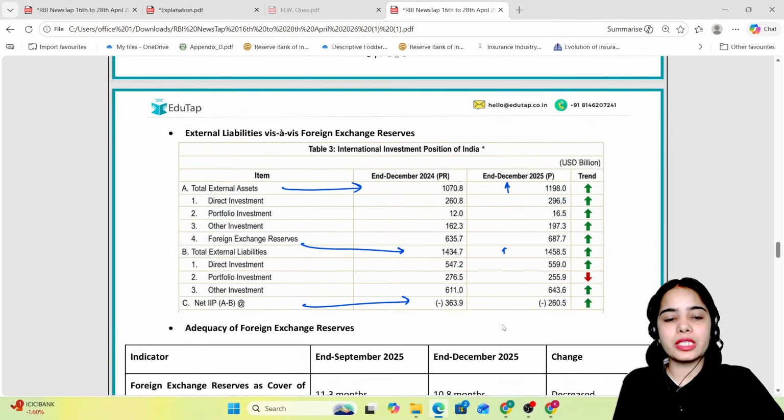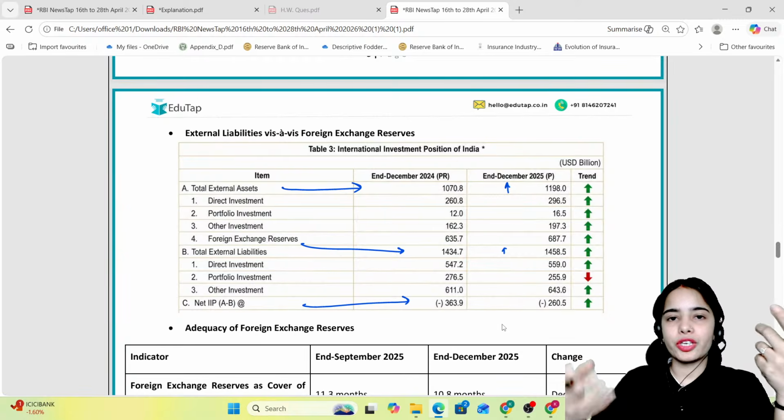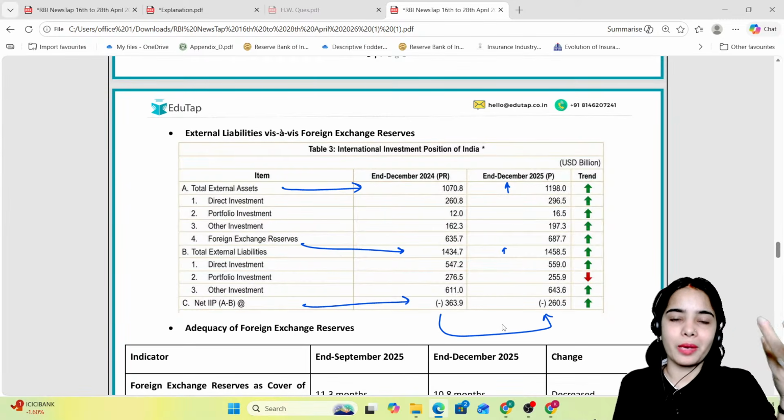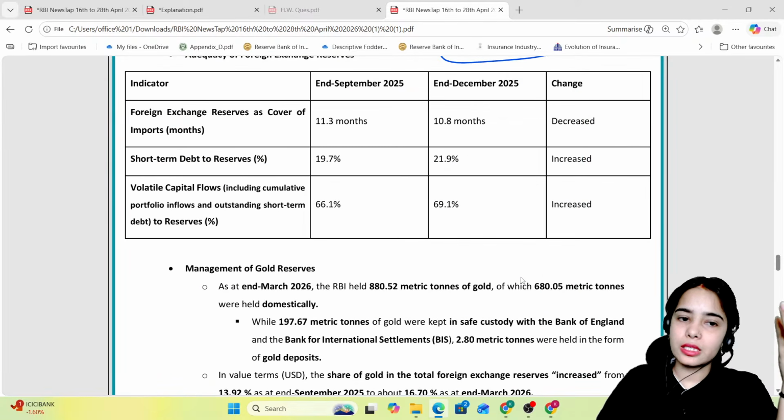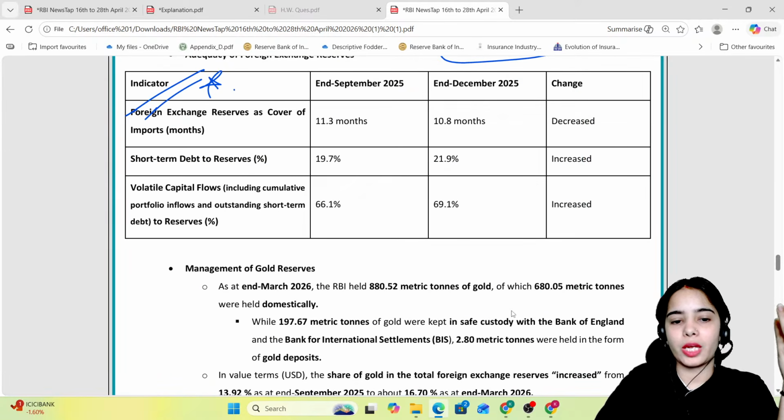Okay, there is the increase in the total external assets and the increase in the total external liabilities, but in the net international investment position, the liabilities are higher by how much. So this is the data that is very important. This whole table is very important, you have to keep this in mind.